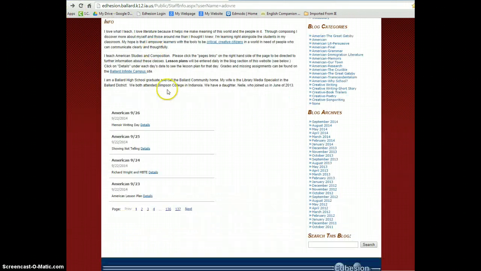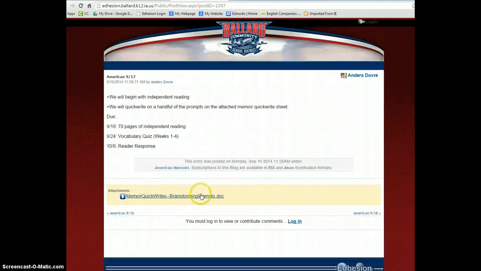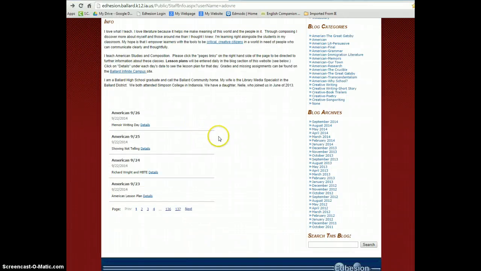Before that, we just did some quick writes to come up with some different ideas for our memoirs. So if you're struggling to come up with a topic for your memoir, look at this brainstorming prompt document on the 17th, and there will be some ideas for your memoir. If you have questions, please let me know.